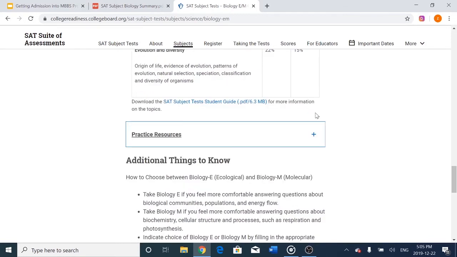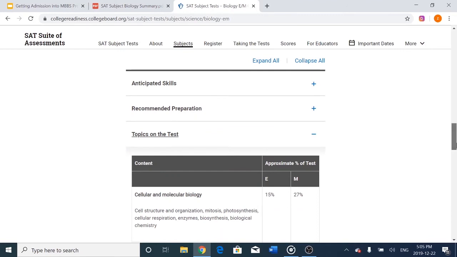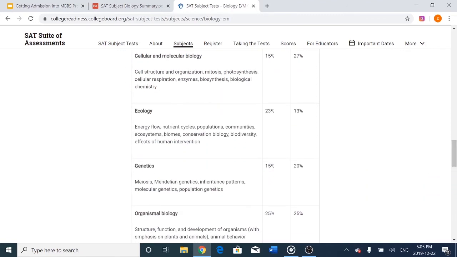So for ecology, you're looking at energy flow, nutrient cycles, populations, communities, ecosystems, biomes, conservation biology, biodiversity, effects of human intervention. This is basically all of ecology. You're going to have to know energy flow, and I need to know all about biomass and where the energy is the highest, where it's lowest. You're going to have to know nutrient cycles. You're going to have to know nitrogen cycle, carbon cycle, phosphorus cycle. You just have to know all of those cycles.